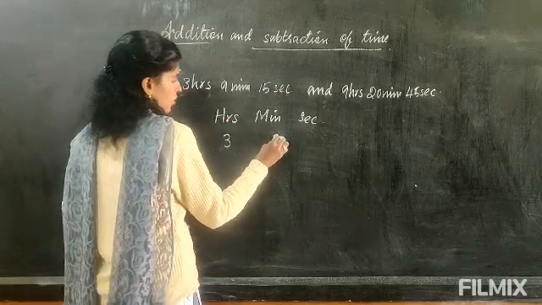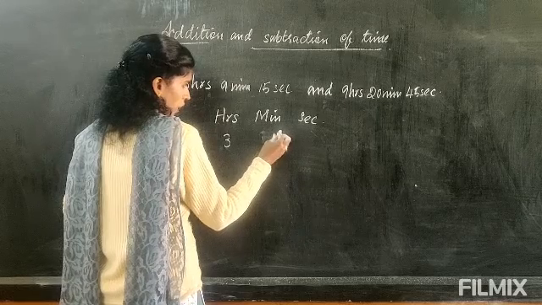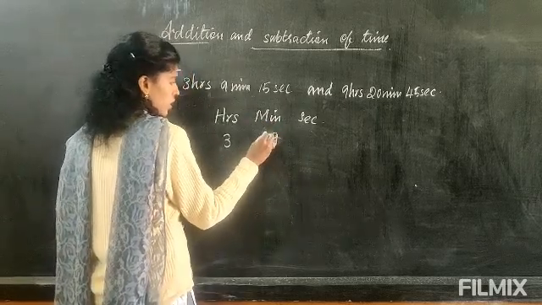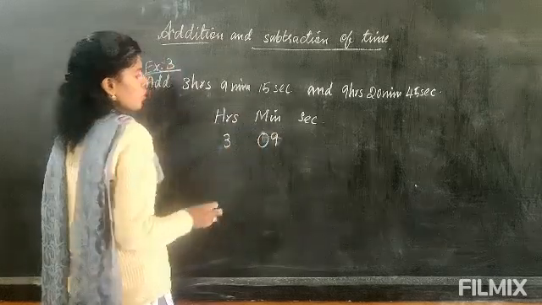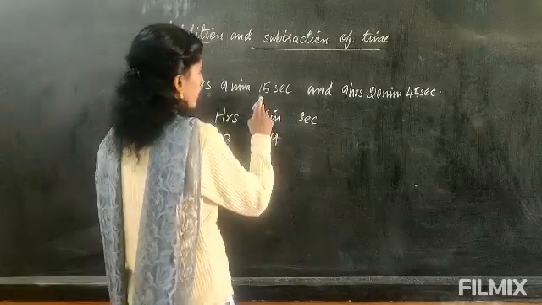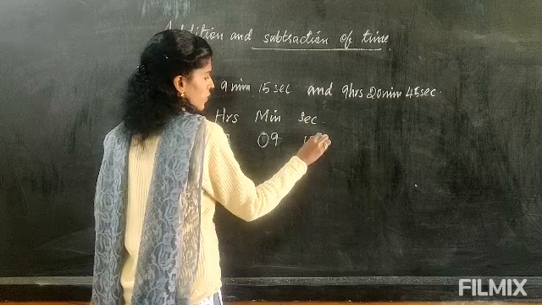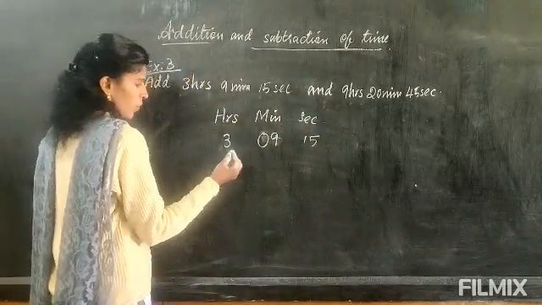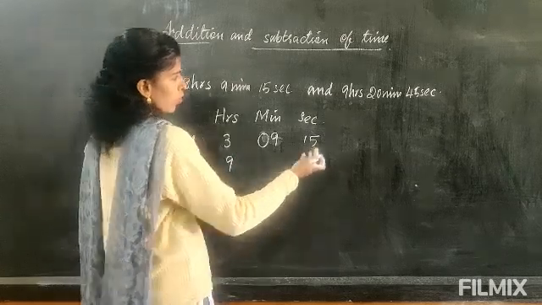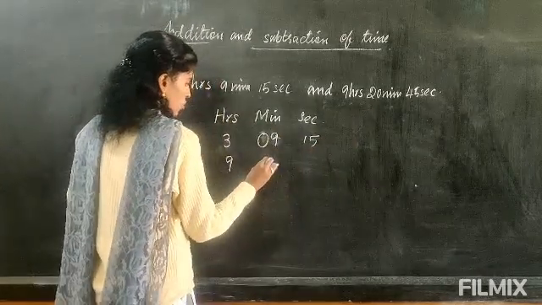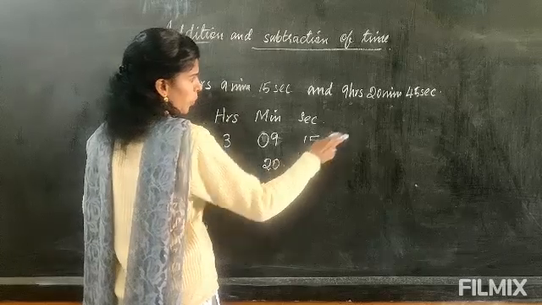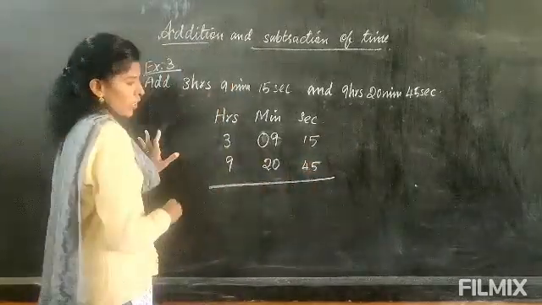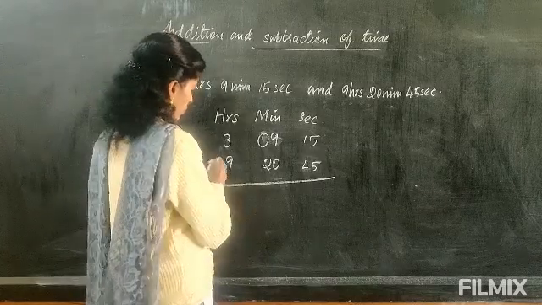Again 9 minutes, you write here 9, but 9 seconds should always be 2 digits. So here only 1 digit is there, one more digit you need, so you can put 0 in front, not at the back. And here 15 seconds. Okay, now next here 9 hours. Hours can have any number of digits, there is no problem. Again 20 minutes, so it has 2 digits, so no problem. Again here 45 seconds. Okay, now let's add it.